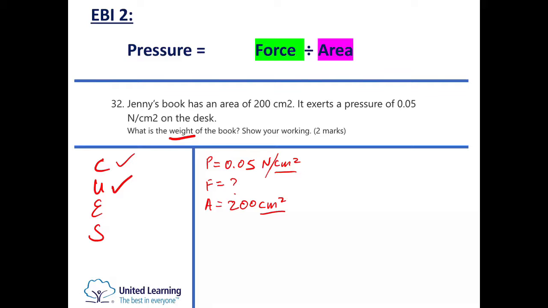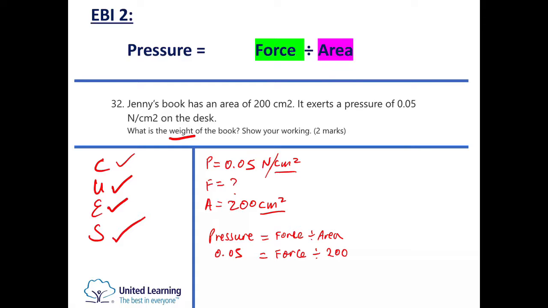The next bit is to write down the equation, which we have on the top. So that's going to be pressure is equal to the force divided by the area. And then now we substitute with the values that we have. So we've got 0.05 equals the force, which we don't know yet, divided by the area, which is 200 centimeters squared.